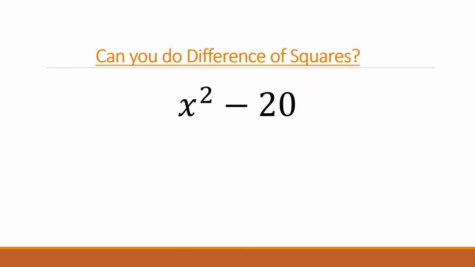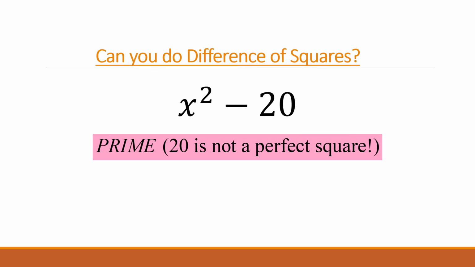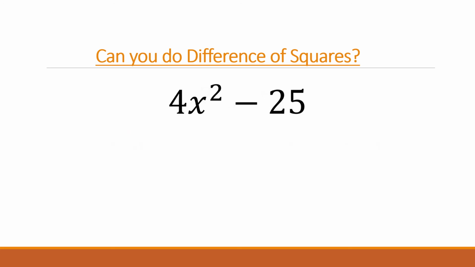Here's another one, x squared minus 20. So again, going through your checklist, is it a difference? Yes. Is it a difference of two squares? X squared, yes. Even exponent. But 20, no. Not a perfect square. So 20 is not a perfect square, so you cannot use it. Even though it's a difference, and it's only two terms, 20 is not a perfect square.